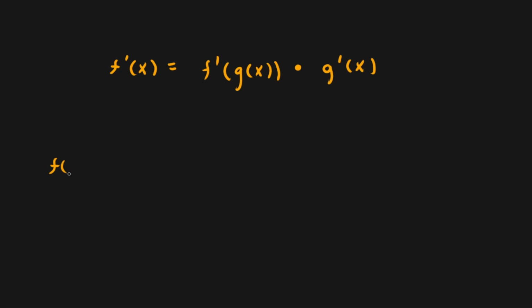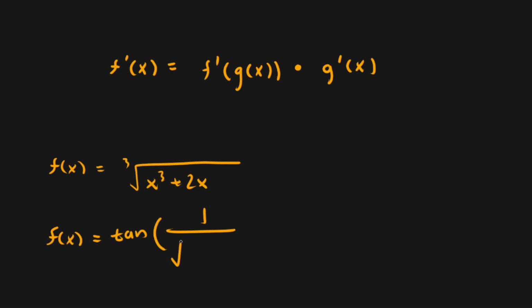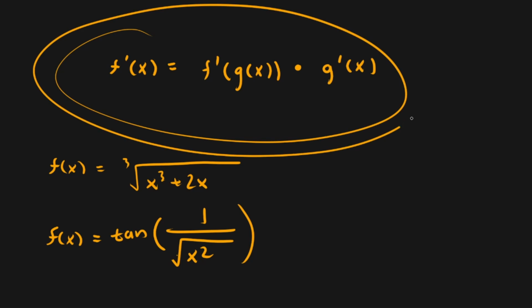So if you're given a function like the cube root of some random polynomial, or some trig function that's super hectic, like this, we can't use the product or the quotient rule. We have to separate the function into multiple parts and then take the derivative of each part. So that's why we have this equation here.